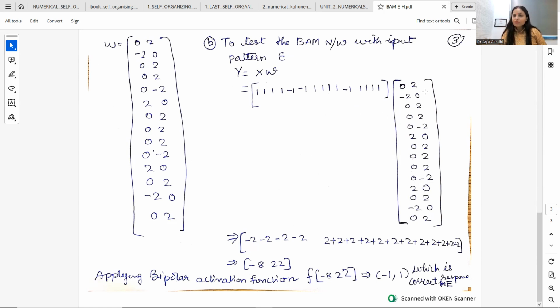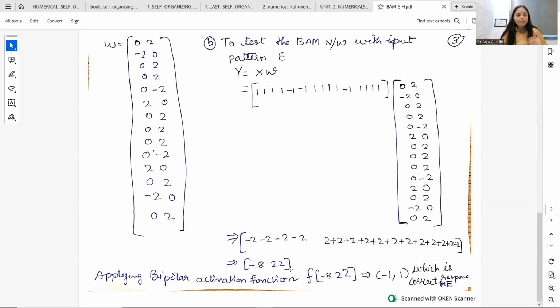Here again we find the dot product: 1 into 2 is 2, 1 into 0 is 0, 1 into 2 is 2, and again 1 into 2 is 2. So we add 2 eleven times, because we have 11 non-zero values here. After calculating, we get -8 and 20.